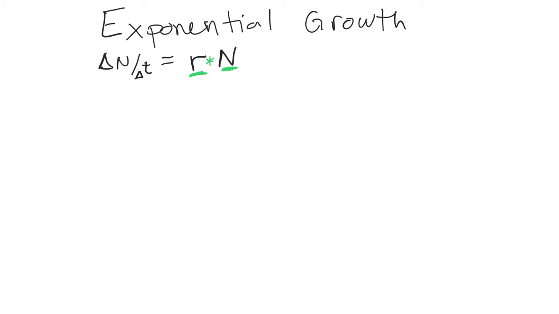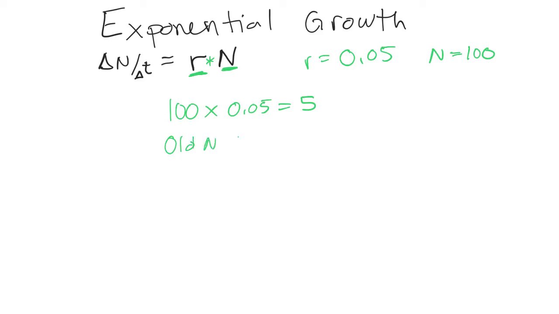So what was our growth rate from our last example? If R equals 0.05, and what was N? 100. How many people do we get after 1 year? 5 new people. So 100 times 0.05 equals 5. If I ask how many new people are added in the time period, you would say 5. If I ask what's the population after 1 year, you have to take your old N plus your new N, and our new population then is 105.